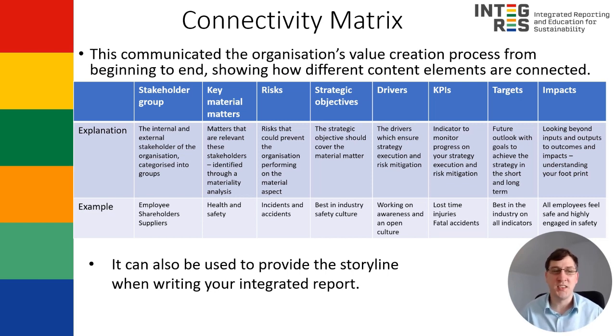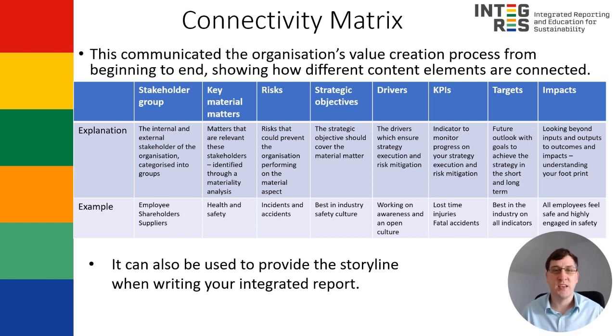It starts with the identification of the company's stakeholders, then identifies which matters are material to them, and the risks that could prevent the company from performing well on these aspects. Then it identifies the company's strategic objectives and the drivers that will help them achieve these objectives. Next, you have the KPIs. Here you see that the KPIs are used to monitor progress towards a specific strategy that is connected to a specific stakeholder group and a specific set of material aspects.